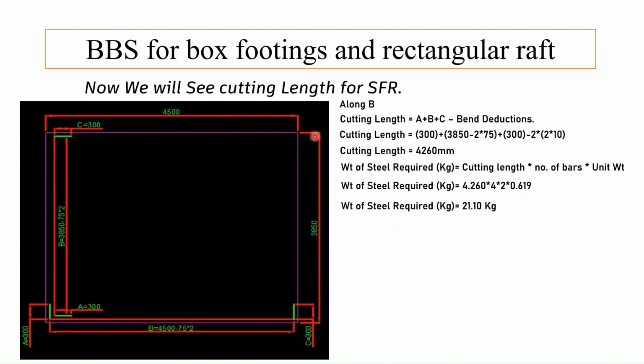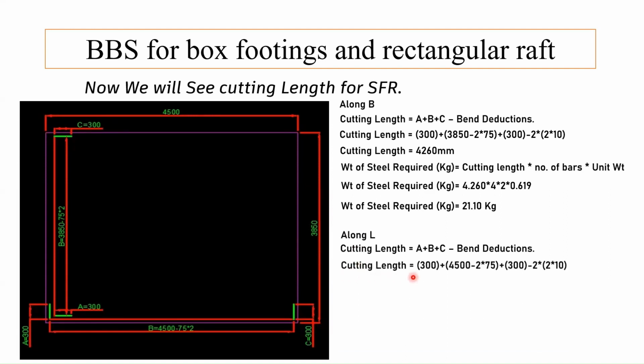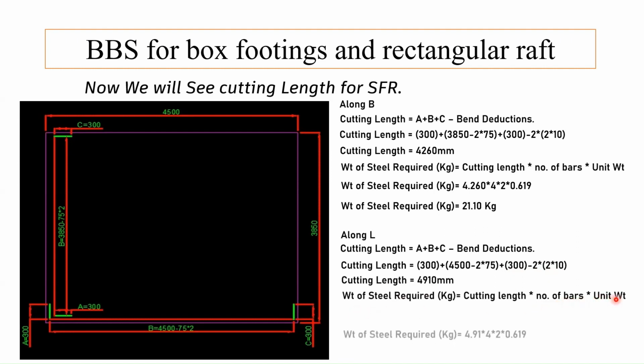Similarly, along L, what we have to do is, first we can see this A is equal to 300, this B is equal to 4500 minus 75 into 2, and this C is equal to 300. So again, along L, cutting length is A plus B plus C minus bend deductions. Cutting length is equal to 300 plus 4500 minus 2 into 75 plus 300 minus 2 into 2 into 10. So cutting length will come as 4910 mm, and weight of steel required, cutting length into number of bars into unit weight. Weight of steel will be 4.91 into 4 into 2 into 0.619, and weight will be 24.31 kg.